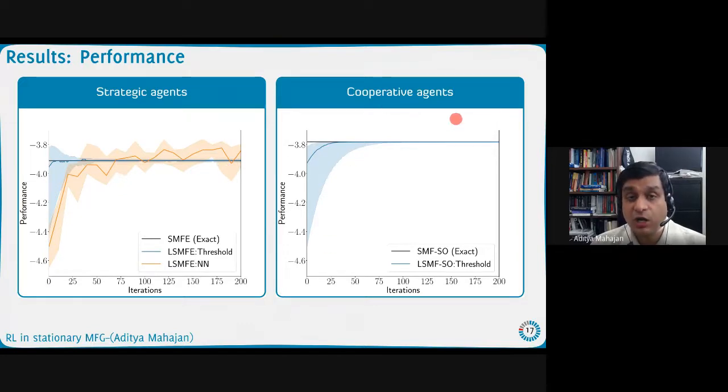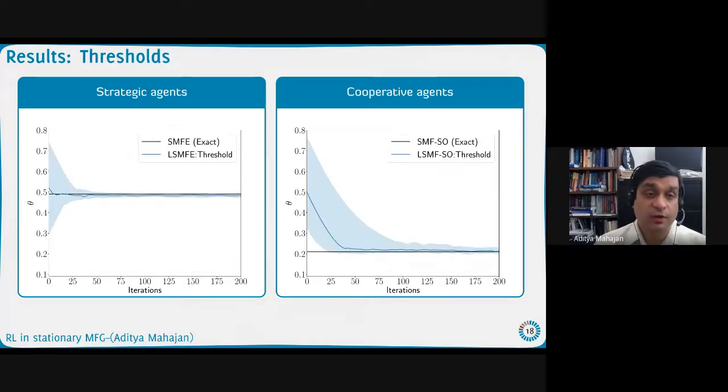In case of cooperative agents, we cannot do the computations with neural network-based strategies because likelihood ratio-based estimates do not work here. So we are restricting attention to threshold-based strategies, and they also converge relatively smoothly to the final socially optimal value. And note that the equilibrium solution has a different performance from the socially optimal solution, as one would expect in general. In this case, we can also compute whether the thresholds for the threshold-based strategies are converging to the right solution, and we find that they are.